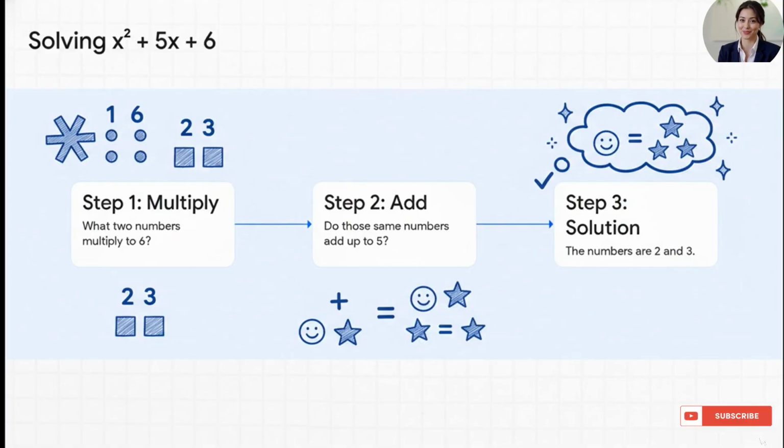First, what numbers multiply to 6? Well, we could have 1 and 6, or we could have 2 and 3. Now, which of those pairs also adds up to 5? Well, it's got to be 2 and 3. And that's it. We found our magic numbers.